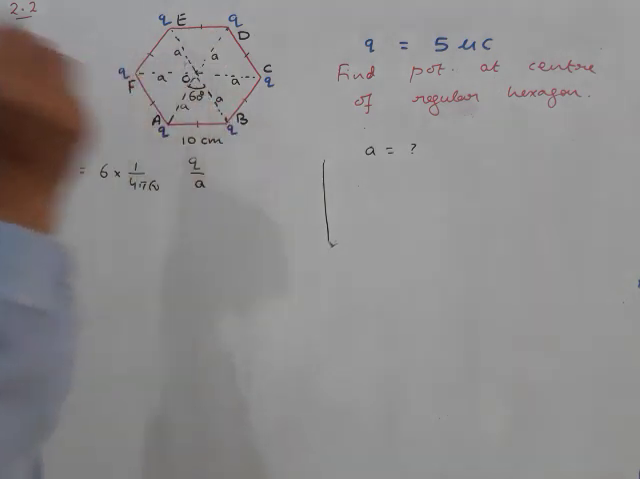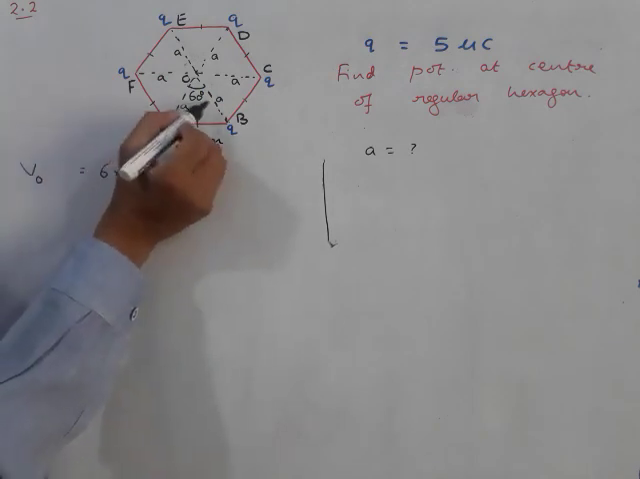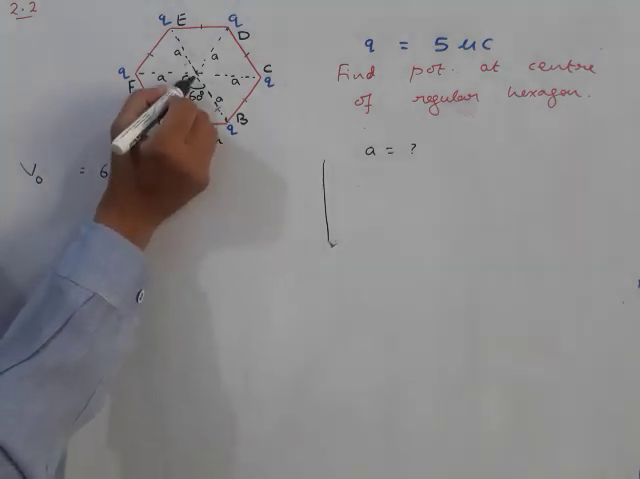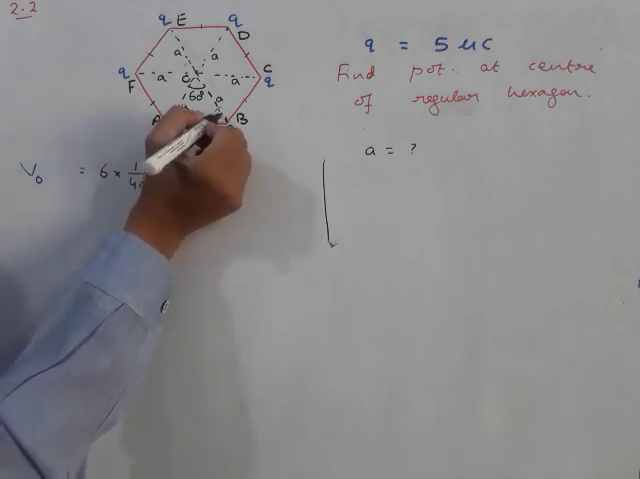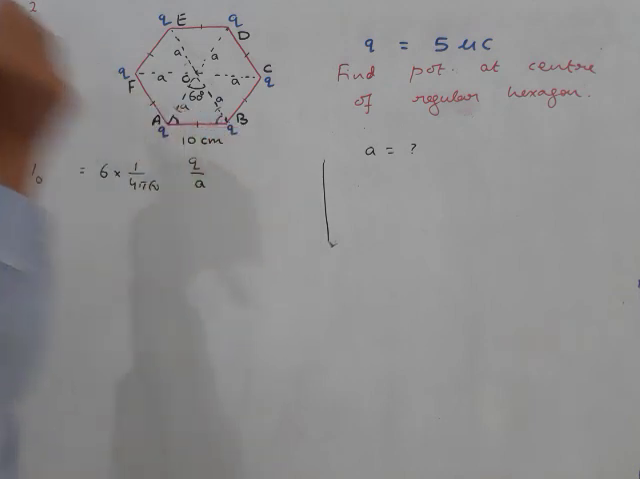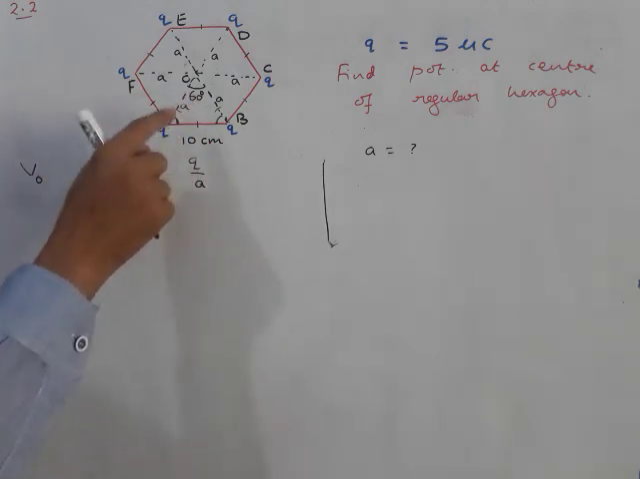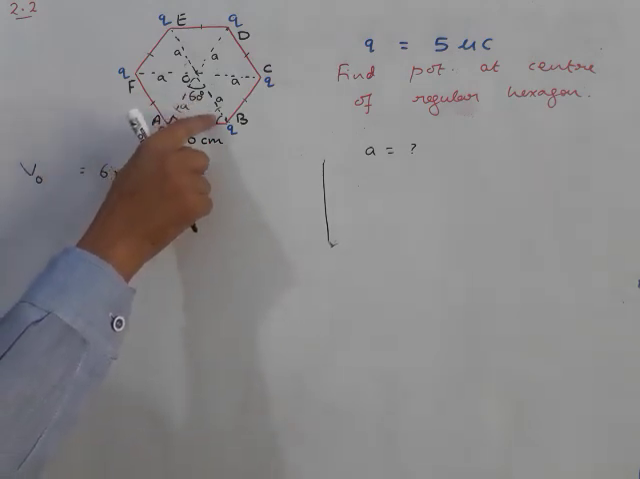60, 60, 60 and so on. Now this is A, this is A. So are they isosceles? Is this triangle isosceles? Yes. So these two angles must be equal. If these two angles are equal, you see this is 60. So let this be x, this will be x.